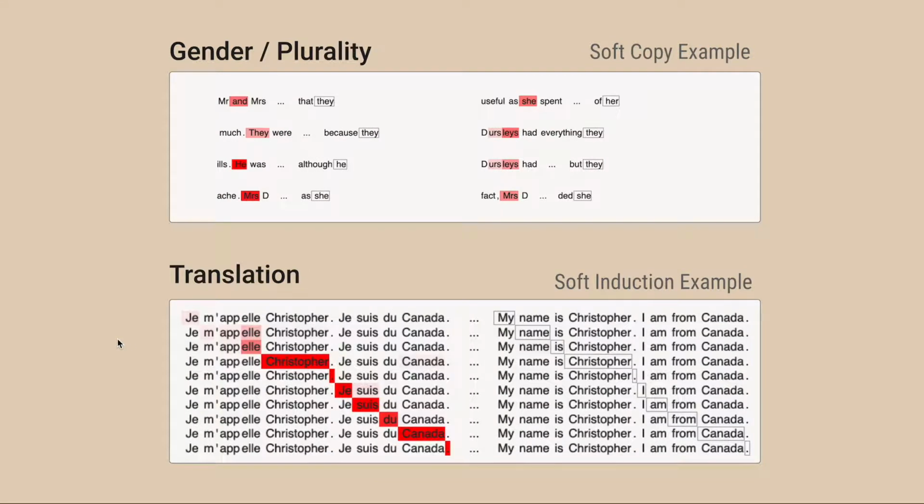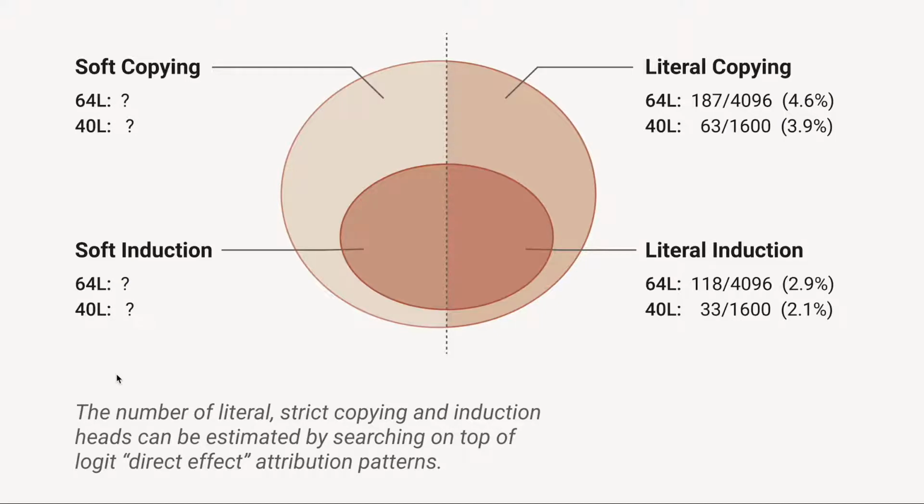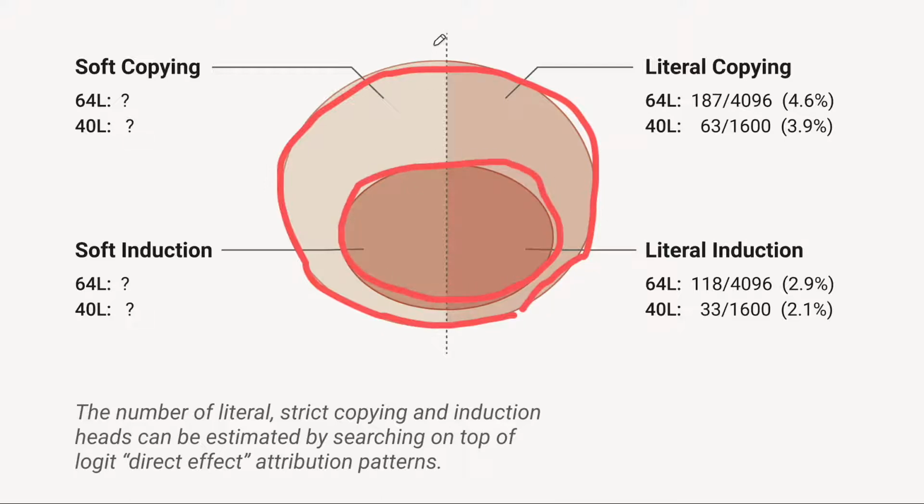Okay, so back to our slides. So this phenomenon of soft copying and soft induction seems really important and really generalizes our understanding of copying heads and induction heads. And so you could think of the space of copying and induction heads as this larger category of copying and then this subcategory of induction heads. And then you can split them into soft versus literal.